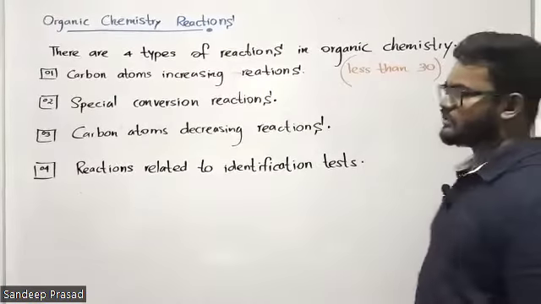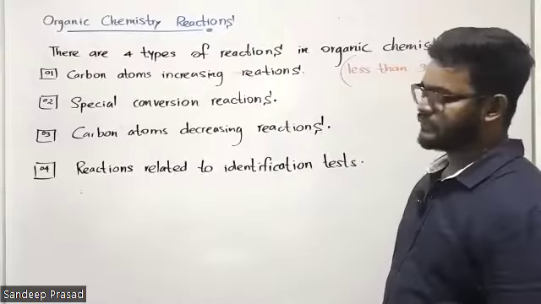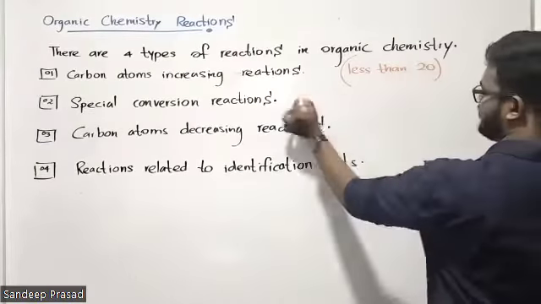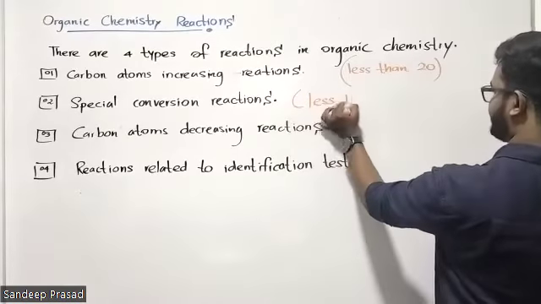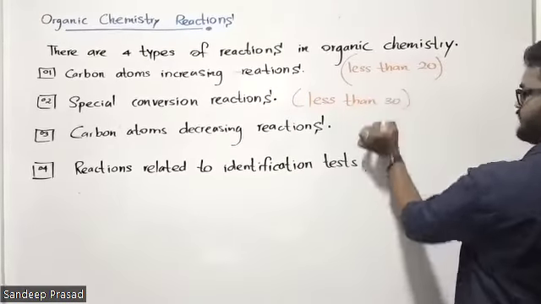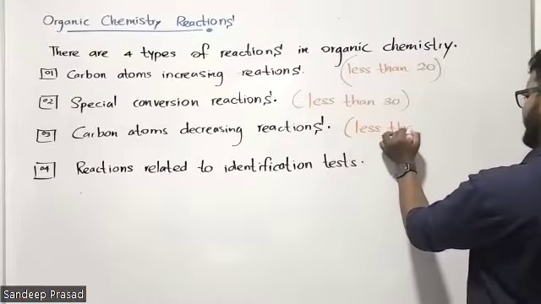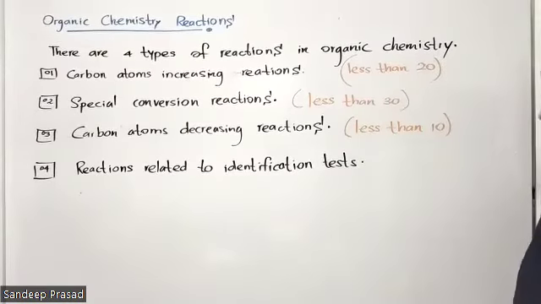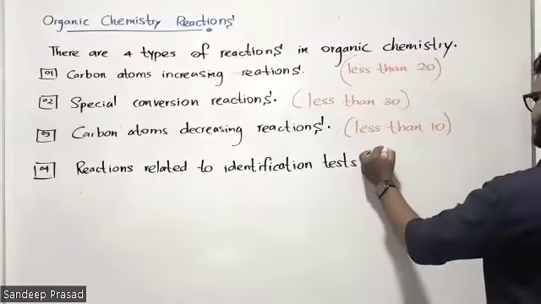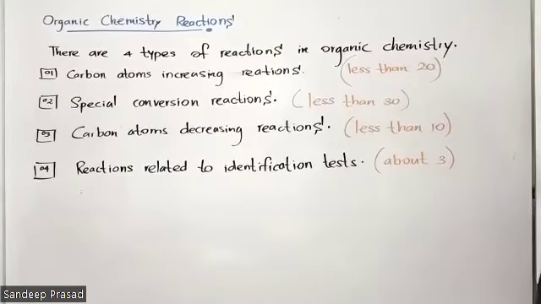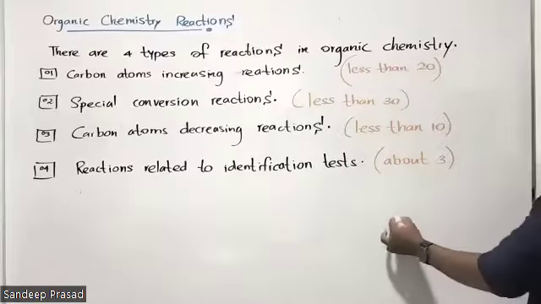When we consider the special conversion reactions, actually this is less than 20. Carbon atoms decreasing reactions are less than 10. And when we consider the identification test, we have about 3 reactions. Now you can take the summation. As I said, here we have 63.